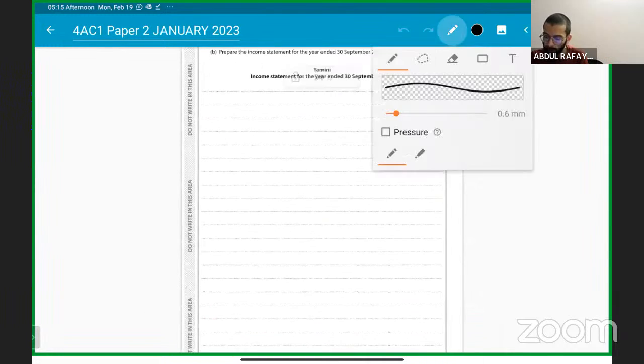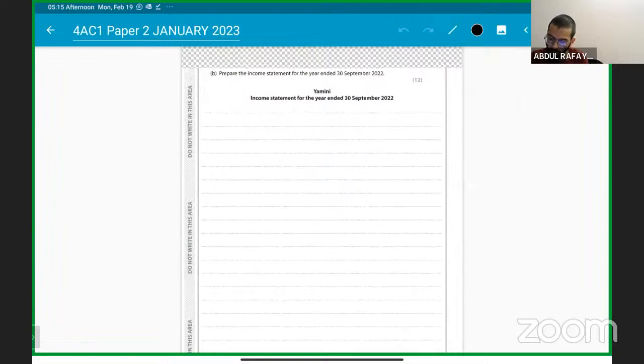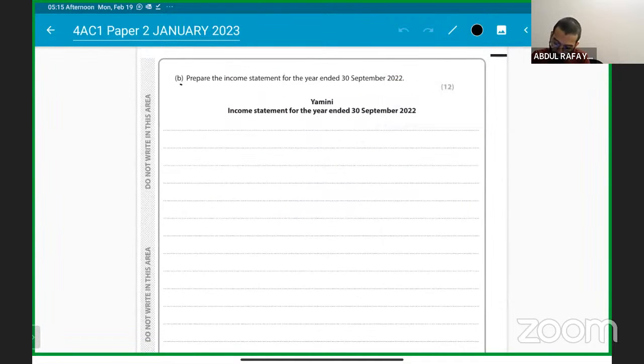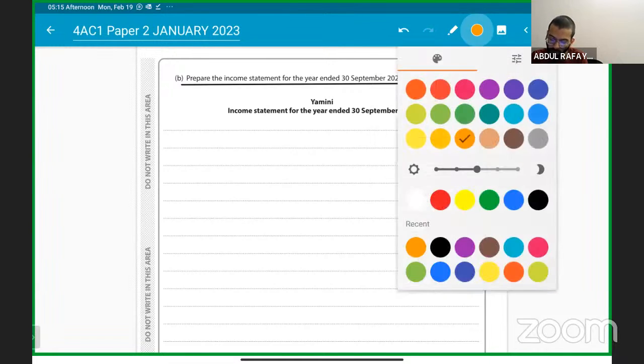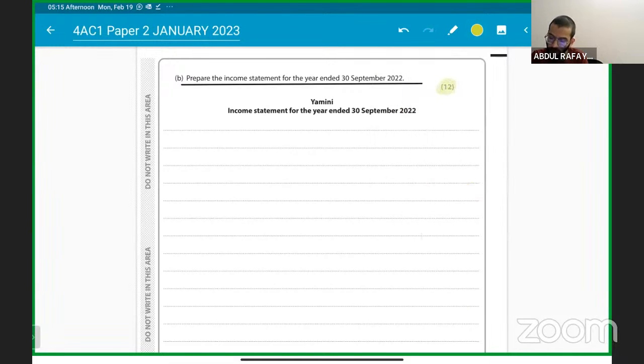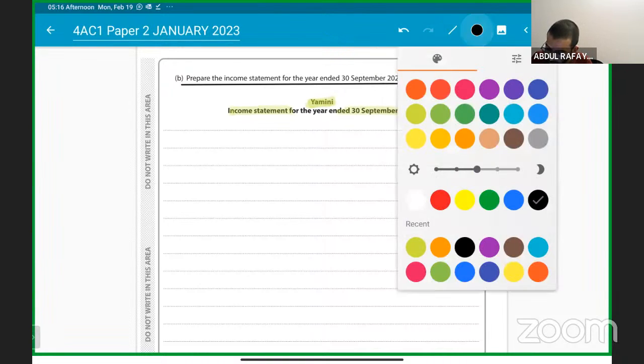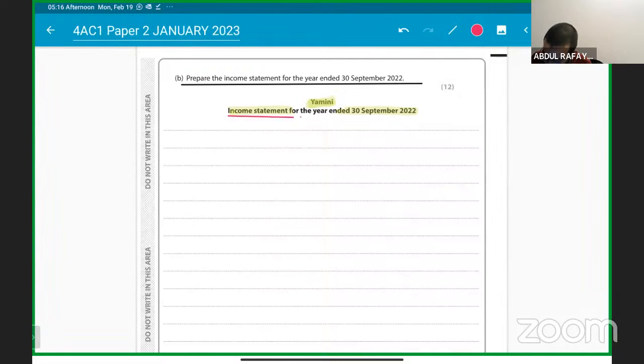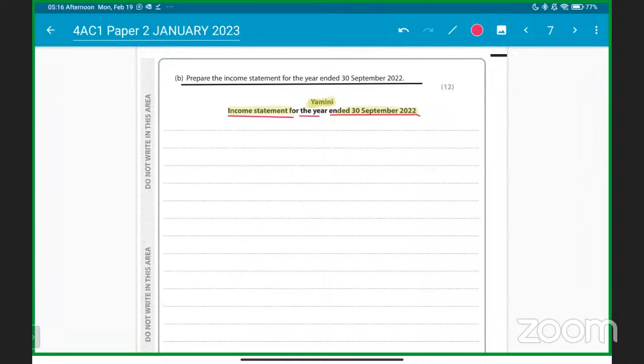Let's move forward. Now we have to prepare the income statement for the year ended 30th September 2022. Again, this is for 12 marks in this question. So we have Yamini's income statement for the year ended 30th September. For Yamini, we have to make it. Okay, with me following, understood, getting it clear? So here we go.